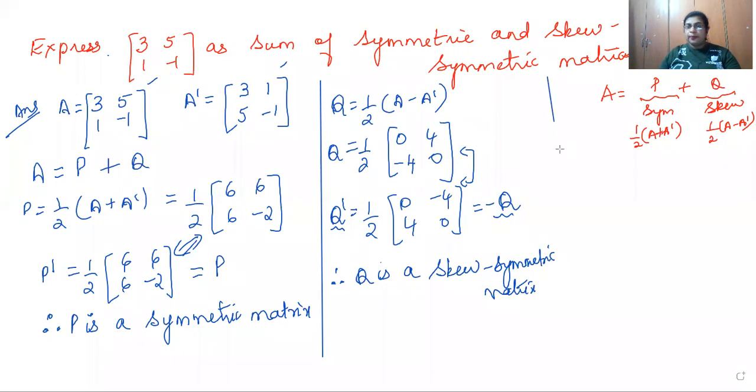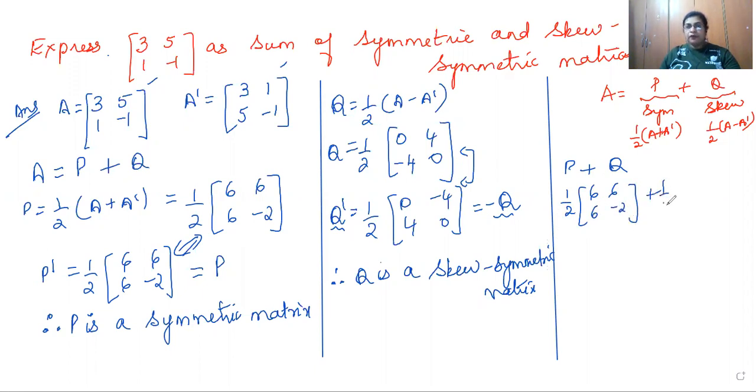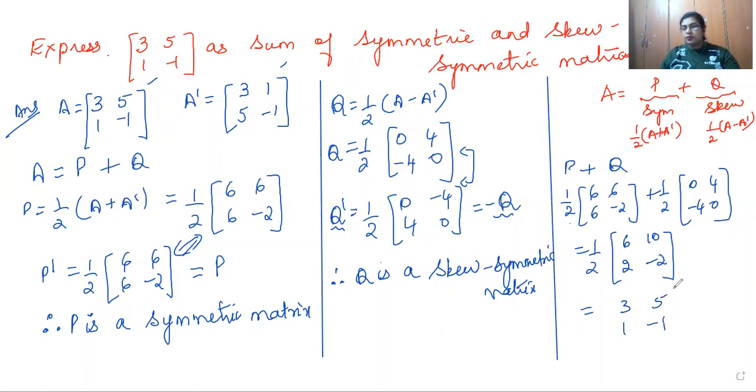Now what is the last step remaining? The last step remaining is you have to take P plus Q and prove back it is equal to A. So what is P here? It is half into [6, 6; 6, -2] plus Q is half into [0, 4; -4, 0]. Be careful, don't take Q dash. Now you find half is common, take it out. Now add the two: 6 plus 0 is 6, 6 plus 4 is 10, 6 minus 4 is 2, minus 2 plus 0 is minus 2. Now divide by 2, so you are getting [3, 5; 1, -1]. Check whether this is equal to A. So this is equal to A as desired.